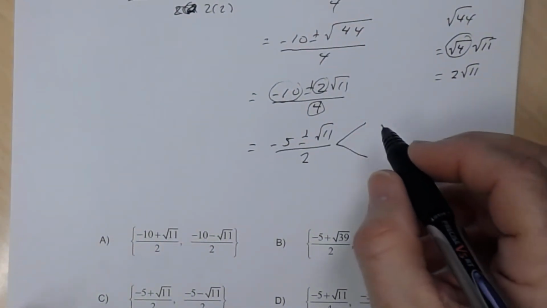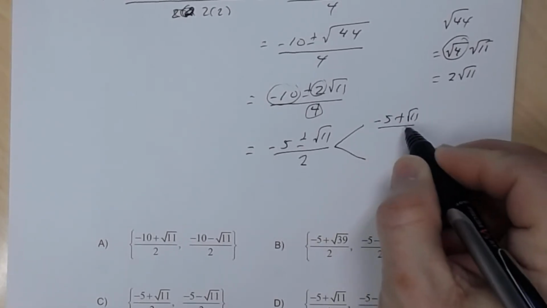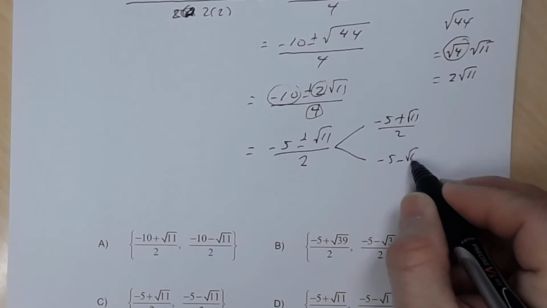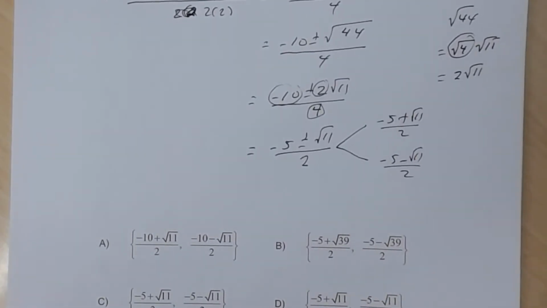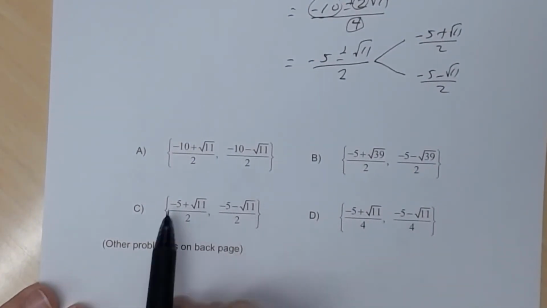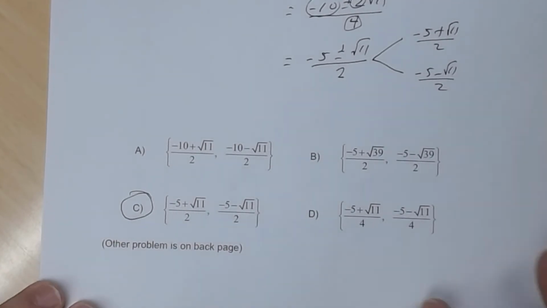So let's go ahead and just rewrite it as negative 5 plus the square root of 11 divided by 2. So that's one of your solutions. And then negative 5 minus the square root of 11 divided by 2. And so those solutions here should be this one here. So we get C as a solution.